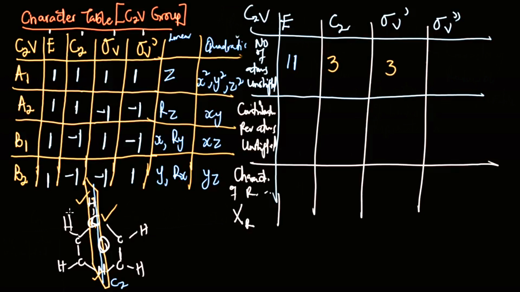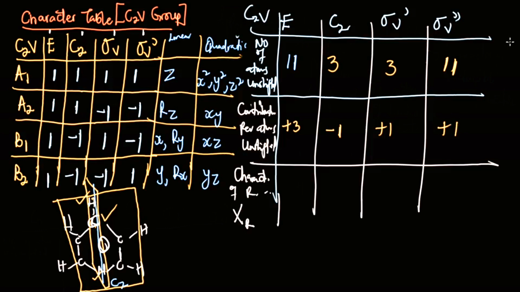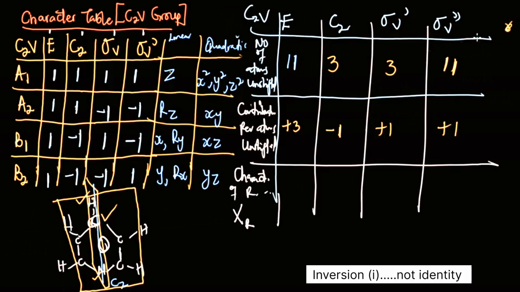So when we now perform the second mirror plane, it's cutting through all of the atoms, right? So basically, it's going to be 11. The contribution of identity is always positive 3. The contribution of C is always negative 1. The contribution of mirror is always positive 1. So this one is positive 1. The last one is identity, but we don't have identity as an element here, so we are not including it.